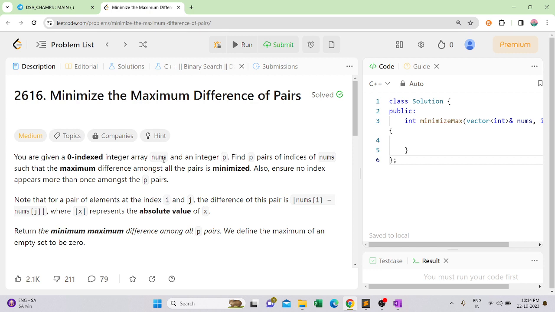We are given an integer array nums, which is zero indexed, and an integer p. Now we need to find out p pairs of indices of nums such that the maximum difference among all the pairs is minimized. Like from the array nums, we need to find out p pairs of numbers, right? And these pairs will have a difference between them. So the maximum difference between all the pairs is as minimum as possible. And also we need to ensure that no index appears more than once among the p pairs. So yeah, let's see what the question says.